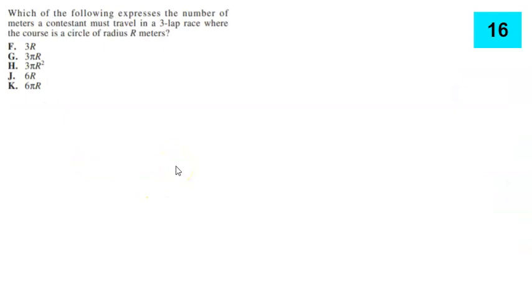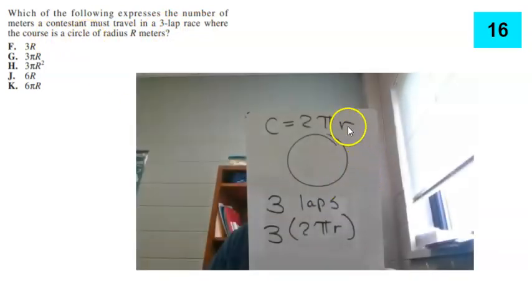Which of the following expresses the number of meters a contestant must travel in a 3-lap race where the course is a circle? Well, to do this problem, you have to know that the radius of a circle times 2 pi will give you the circumference or the distance around. So C equals 2 pi r. Well, if you do 3 laps, you need 3 of those. And so the correct answer was K. 3 times 2 is 6, so you have 6 pi r.